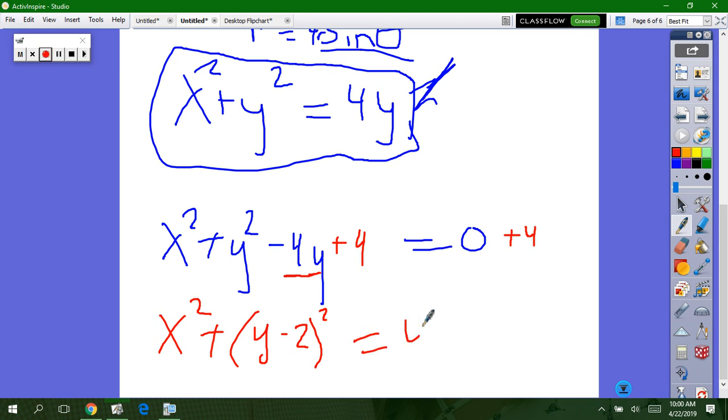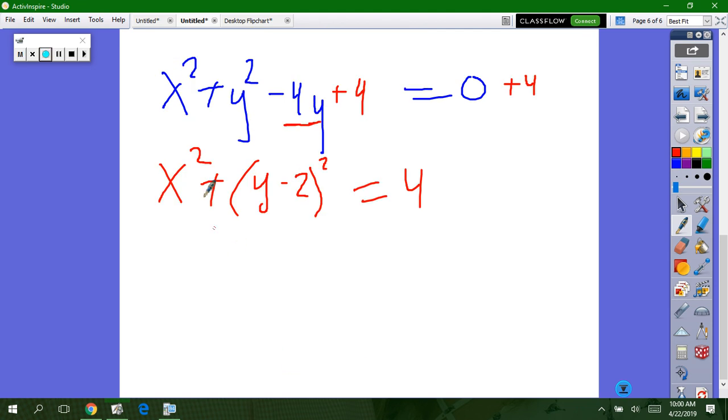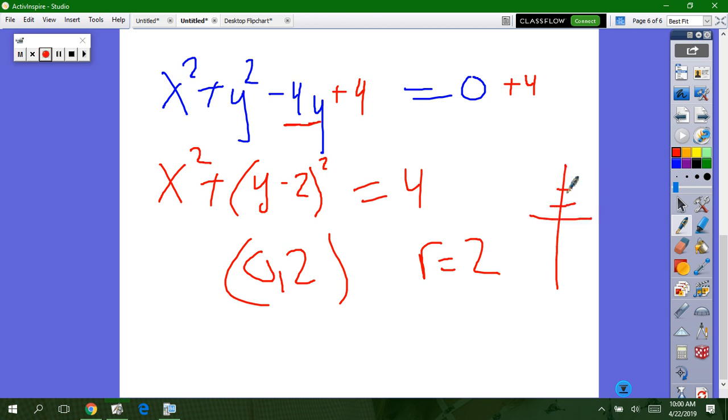Okay, now notice, guys, where's our center? We've been doing centers with 0, 0. Where would our center be on this one? 0, 2 with a radius of 2. Now does that make sense for what we just graphed? That's basically what we had, right?